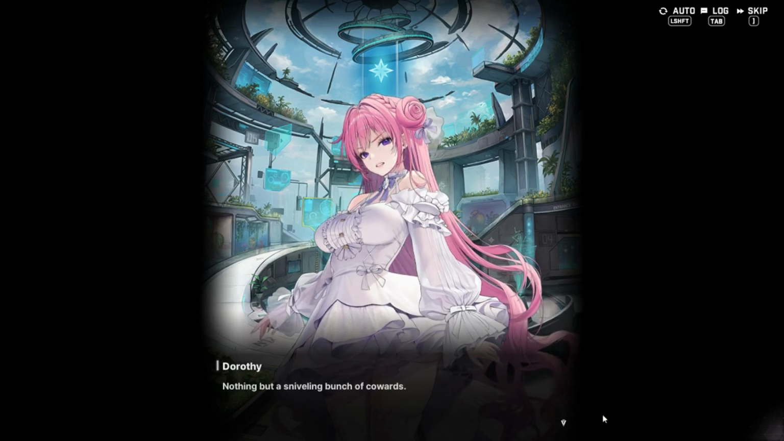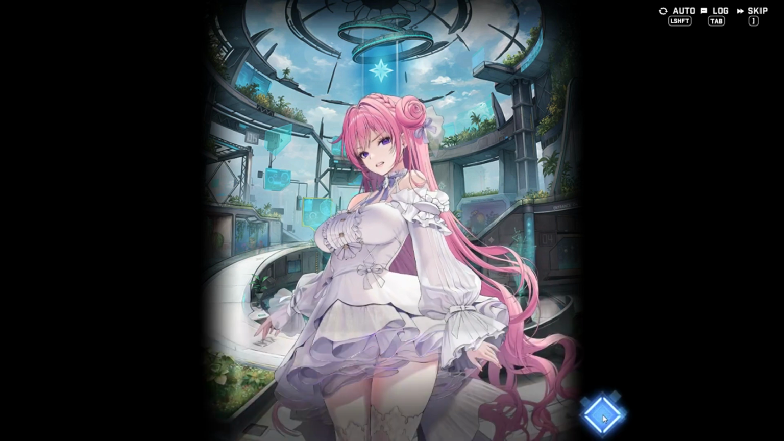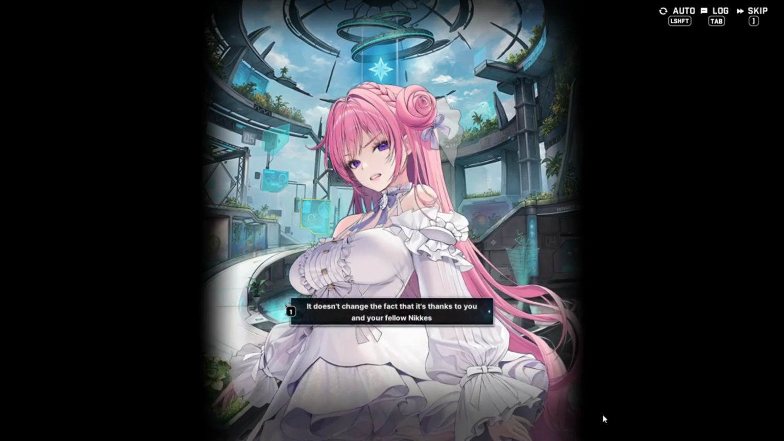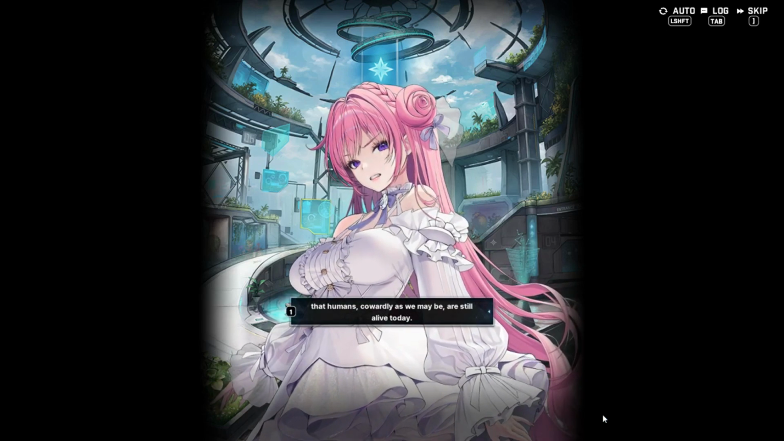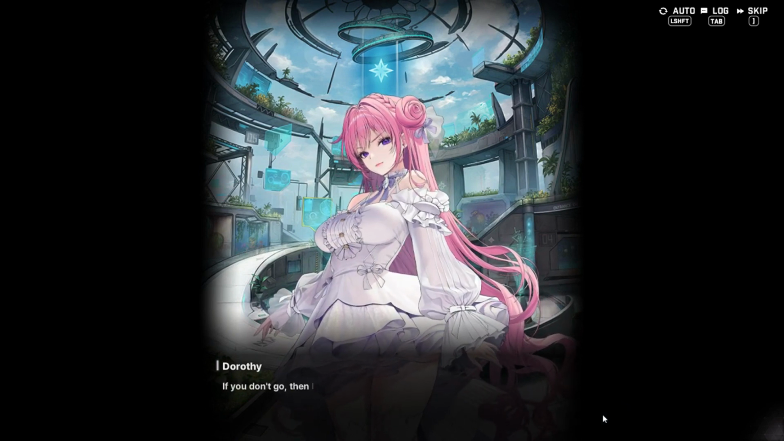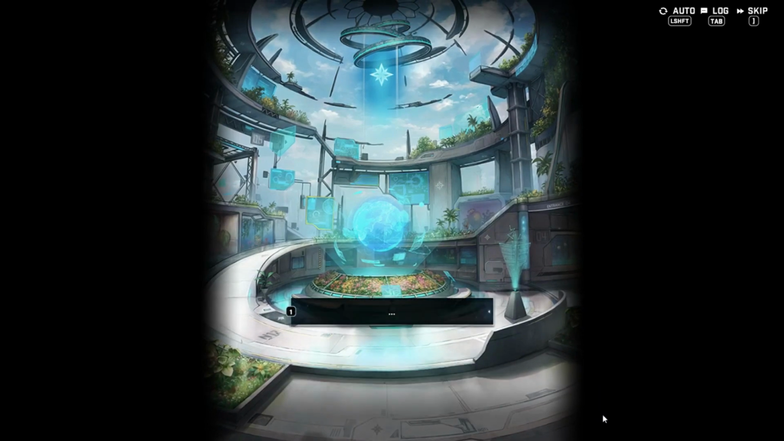Nothing but a sniveling bunch of cowards. Yes, we are cowards. It's in our nature. You can criticize us all you want. Call us hypocrites, call us whatever you want. It doesn't change the fact that it's thanks to you and your fellow Nikkes that humans, cowardly as we may be, are still alive today. Liar. Liar, liar, liar. I don't want to hear any more of this. If you don't go, then I will. Satisfied now? You should be. Dorothy leaves.